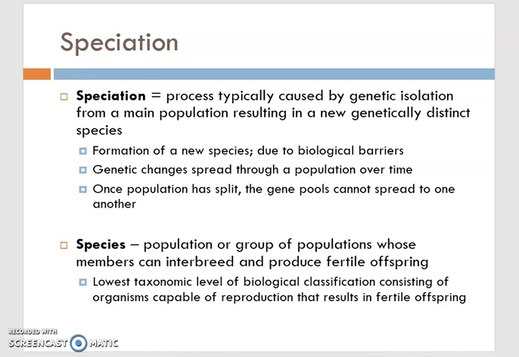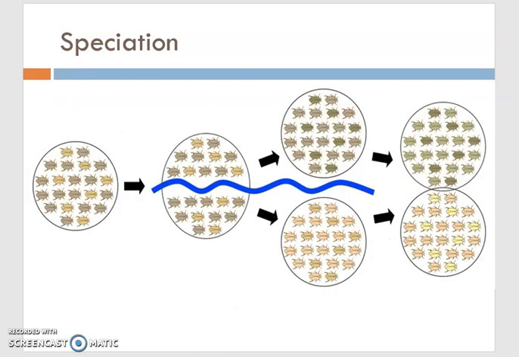Another term that's important to know is species. So a species is going to be a population or a group of populations whose members can interbreed and produce fertile offspring. And so this is kind of our lowest level. We're saying, hey, if you're in a species, they can breed and they can make new offspring. If not, then a new species has formed. This would be an example of speciation.